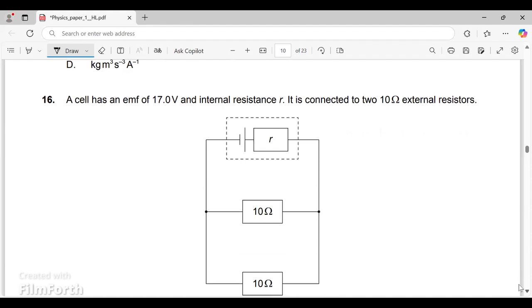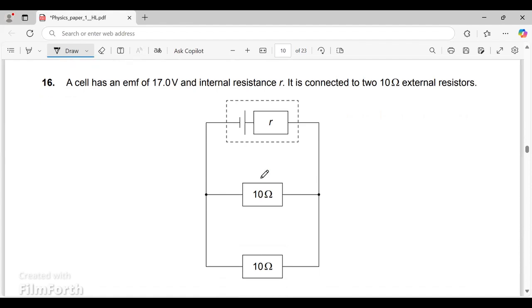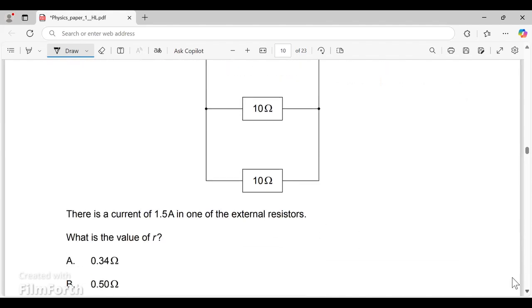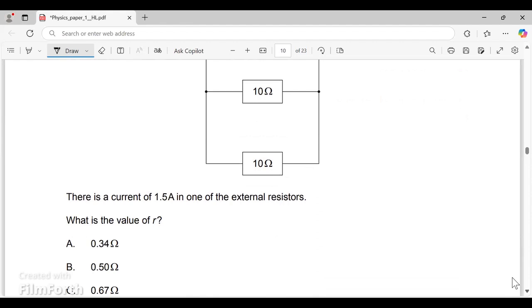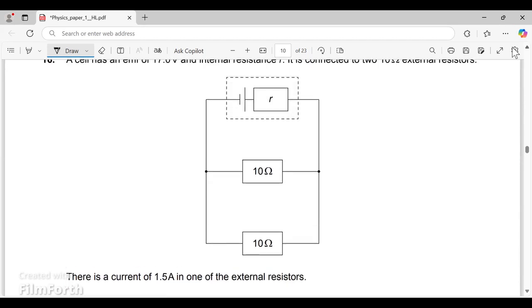Number 16. A cell has an electromotive force of 17.0 volts and internal resistance r. It is connected to two 10 ohm external resistors, the first and the second external resistor. There is a current of 1.5 amps in one of the external resistors. What is the value of r?